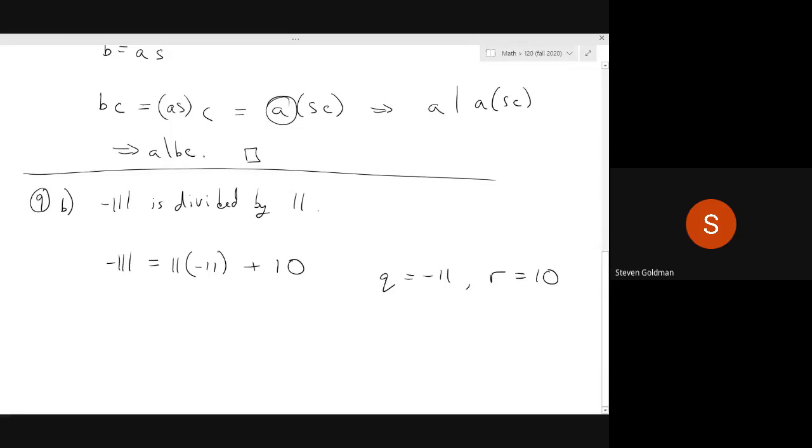And then G and H are probably similar to that. Let's see. Number 9. Oh no, actually 9G is a little bit different here. So you're asked what are the quotient and remainder when negative 1 is divided by 3?